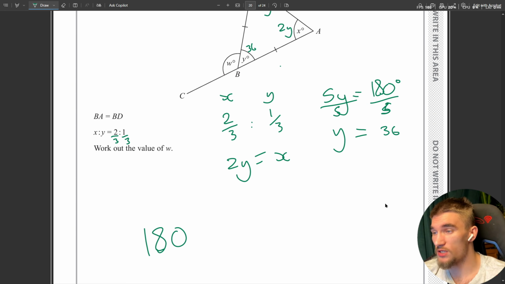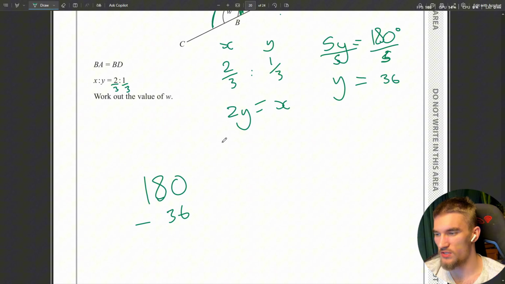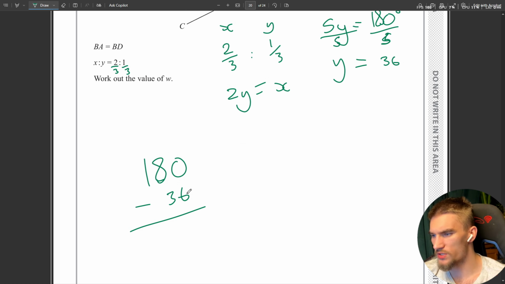And I can easily figure out what w is by doing 180 minus 36. Why 180? Because it's on a straight line, and straight lines have 180 degrees, right? So if I just take away this, I'll be left with w. So I'm doing 180 minus 36. And what does that give me?